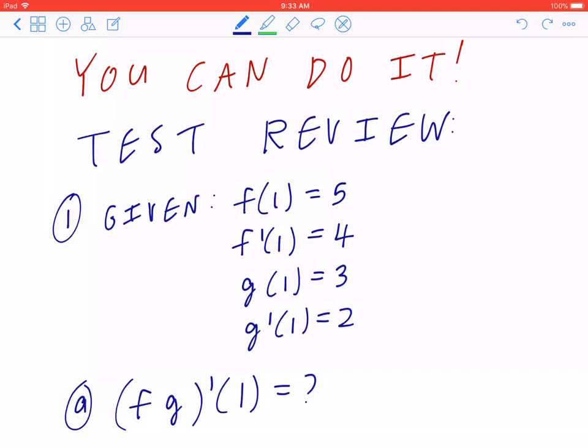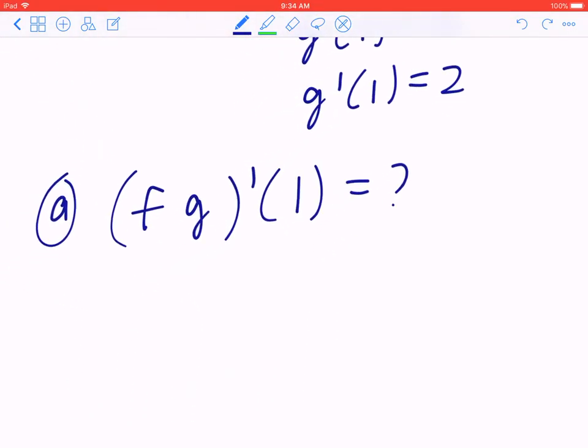Let's take a look at the following. Given f of 1 is 5, f prime of 1 is 4, g of 1 is 3, g prime of 1 is 2, find (f times g) prime of 1.